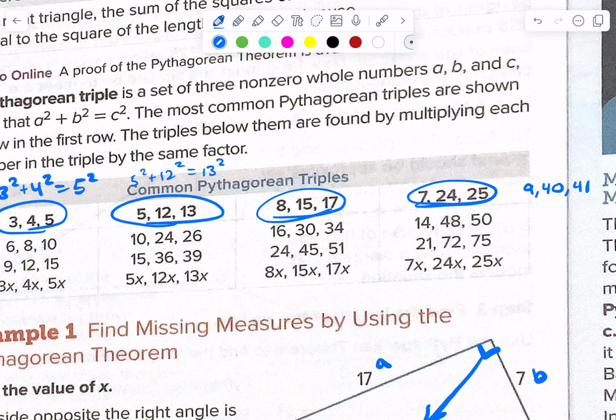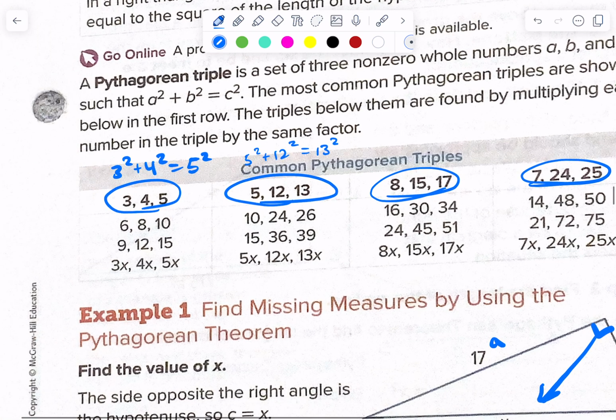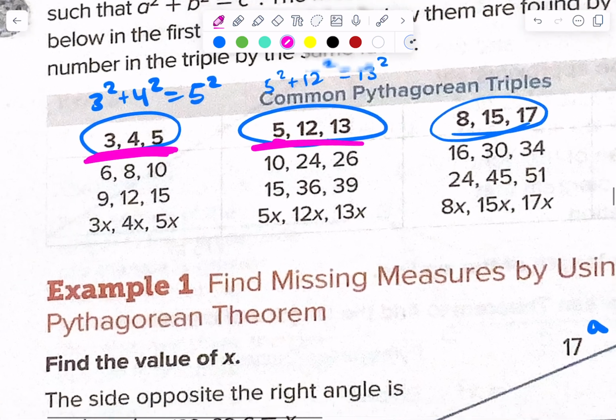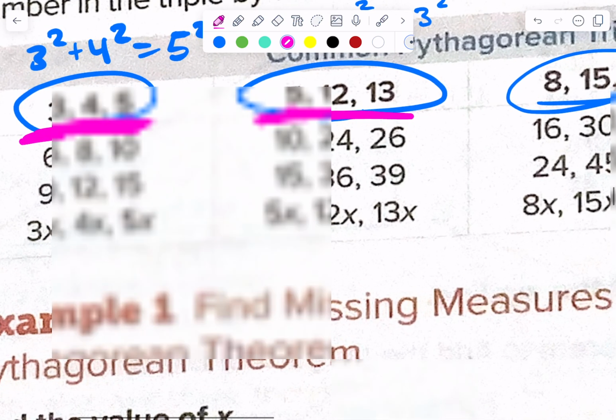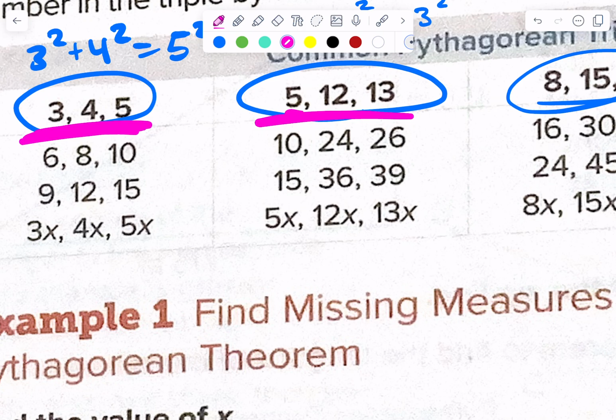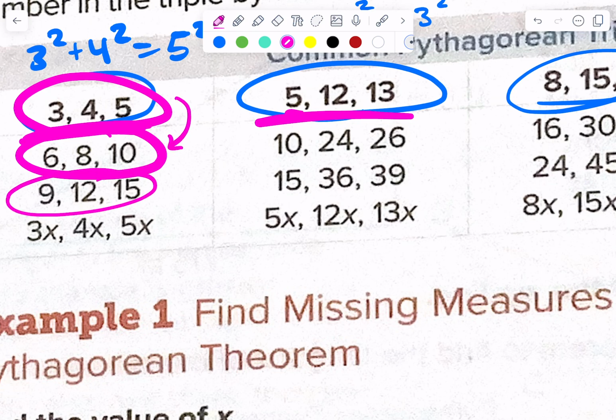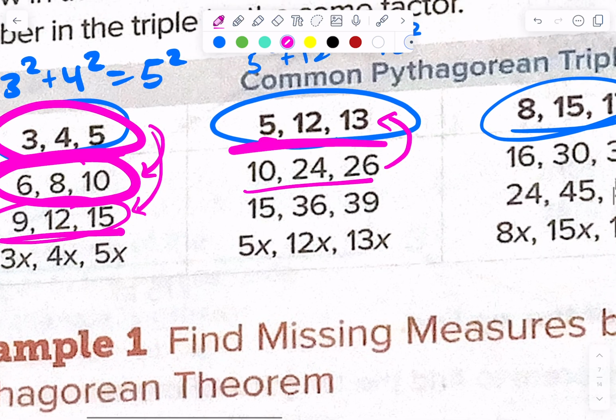Now, why memorize them? It gives us a shortcut. I would memorize these first two: 3, 4, 5 and 5, 12, 13. This makes your life easier because you can solve them faster and you don't have to do the full Pythagorean theorem. Keep in mind, a 6, 8, 10 is also a 3, 4, 5. It's just multiplied by 2. A 9, 12, 15 is just multiplied by 3. So a 9, 12, 15 is also a 3, 4, 5 triangle, right? A 10, 24, 26 is a 5, 12, 13 triangle. Got it?